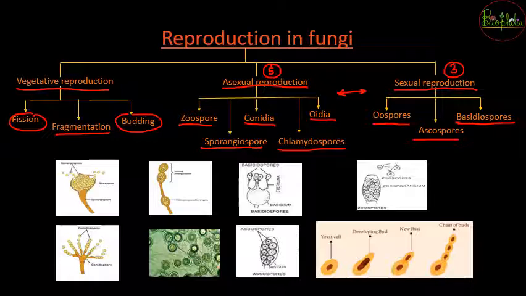If asked to find the odd man out, तो you need to know the difference कि कौन सा स्पोर asexual होता है और कौन सा स्पोर sexual होता है. So that is going to be a one point to remember from this particular flow chart.